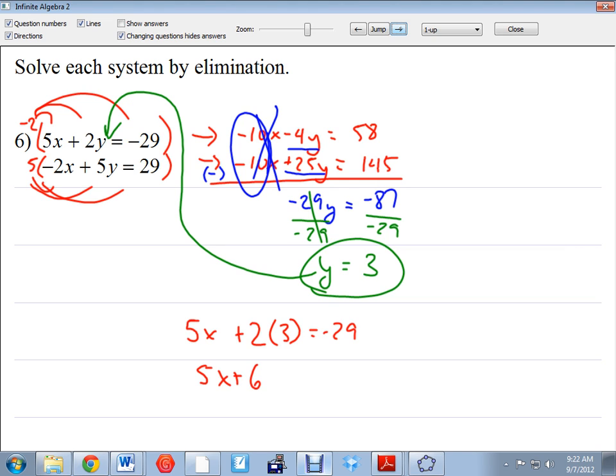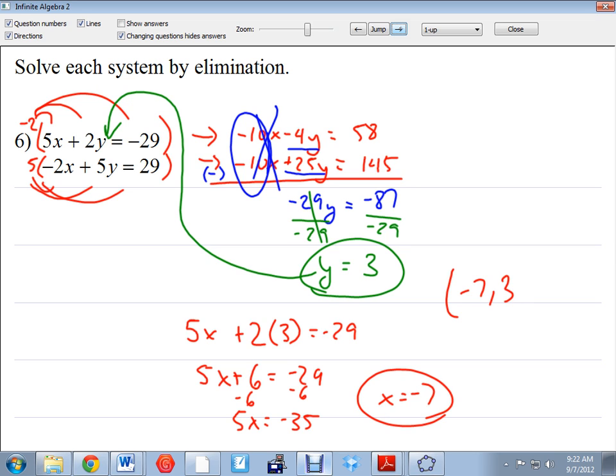And this is a simple equation to solve. 5x plus 2 times 3 is 6, which equals -29. We'd subtract 6 from both sides. 5x is equal to -35, and therefore x is equal to -7. Be careful with the order. Your final answer would be negative 7, comma 3. That is the place where these two lines would intersect.